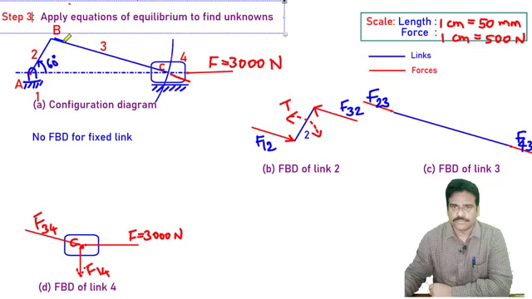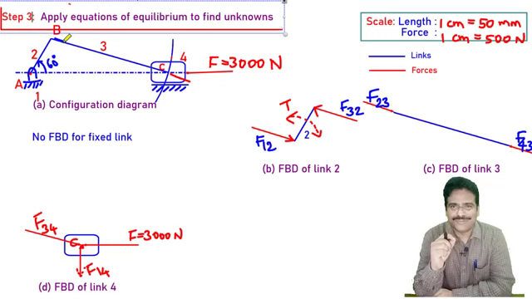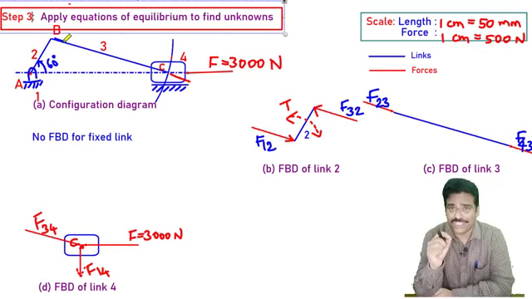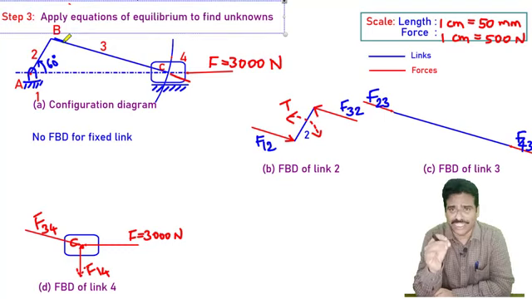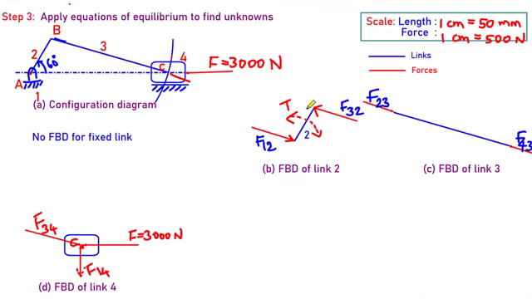Yes, we'll move on to step number 3 now. In step number 3, we have to apply the equations of equilibrium that we have studied before to each and every link to find the unknown forces. Let us see where to start. Can we start from link 2? Do we know the F32 magnitude? No. F12 magnitude? No. I know that it is equal to F32, and hence F12 also I don't know. Do we know T?